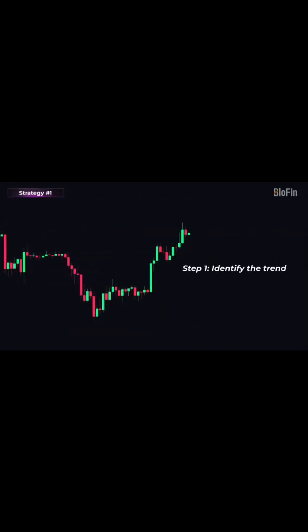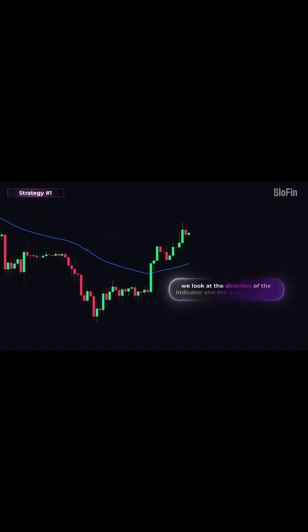Step 1 is to first identify the direction of the current trend. Is it an uptrend or a downtrend? The easiest way to do this is by using an indicator like the 50-period exponential moving average, or the 50 EMA for short. To identify the trend using this indicator, we simply look at the direction of the indicator and the position of the price.